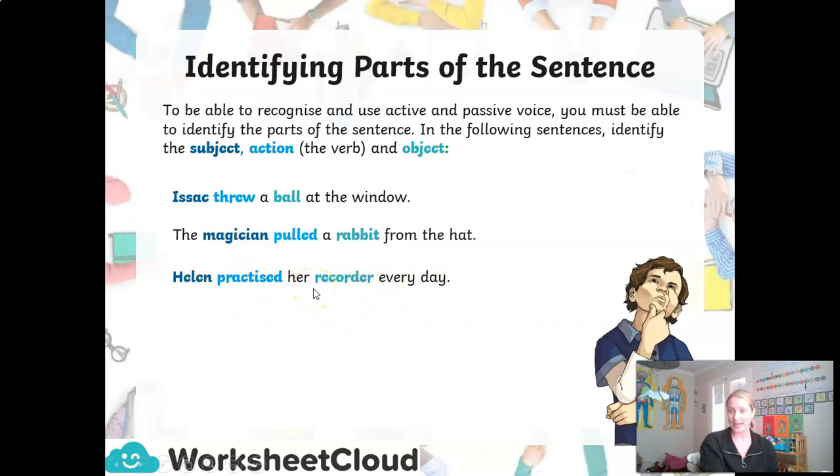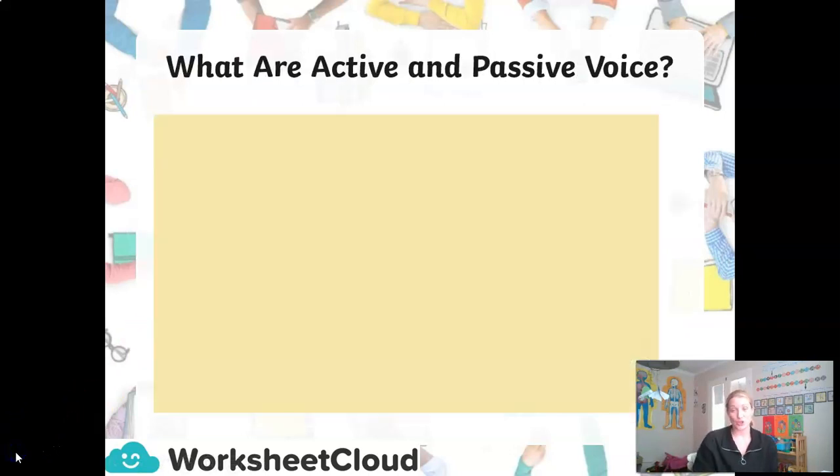So hopefully that helps you recap and remember subject, verb, object. And now we're going to see how that applies to active and passive voice. So what does it mean? What is active voice and what is passive voice? So let's start with active voice.